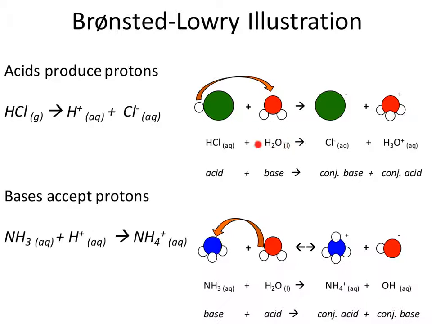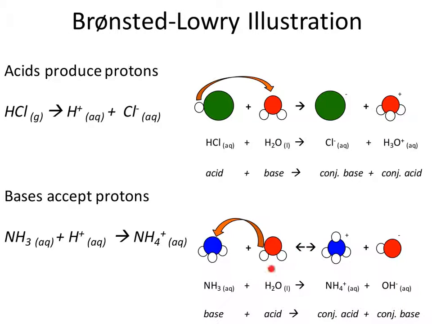In this case, water is a base because it's accepting that proton. And it creates these conjugate acids and conjugate bases. So this acid created a conjugate base. The base created a conjugate acid. Now, this is a little bit more evident when we have a two-way reaction like this, and this is a weaker acid and a weaker base, that it can go both ways.